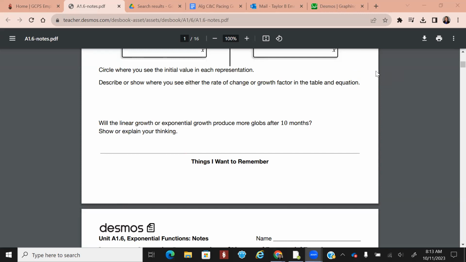Well, let's say that we don't have that graph. We can use our equation for both of these, and we can plug in 10 for both. Let's do that. So what's 20 times 10? 200. 200 plus 30 is 230.